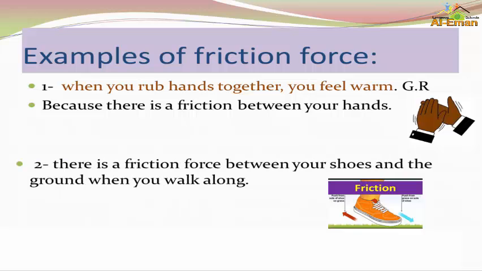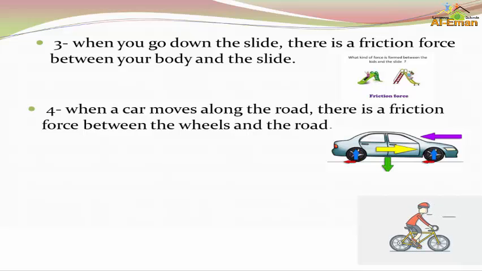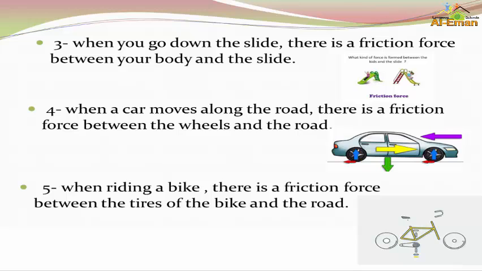Number 2, there is a friction force between your shoes and the ground when you walk along. Another example, when you go down the slide, there is a friction force between your body and the slide. Number 4, when a car moves along the road, there is a friction force between the wheel and the road. Okay? Number 5, when riding a bike, there is a friction force between the tires of the bike and the road.